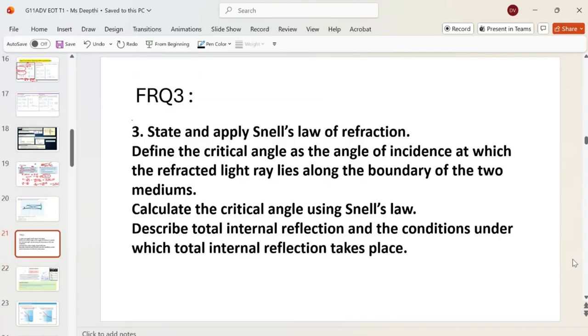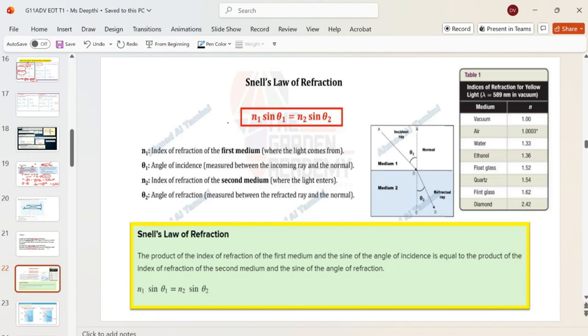Now the third FRQ is about Snell's law of refraction: define the critical angle, calculate the critical angle, total internal reflection, and the conditions. So these are the 4 parts. Let's look into Snell's law. n1 multiplied by sine theta 1 is equal to n2 multiplied by sine theta 2.